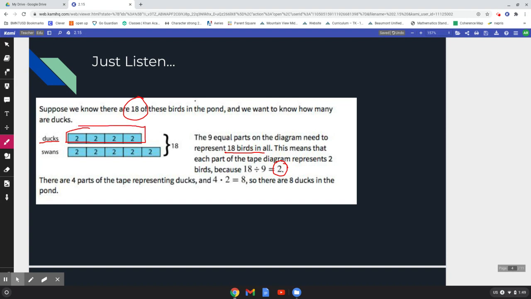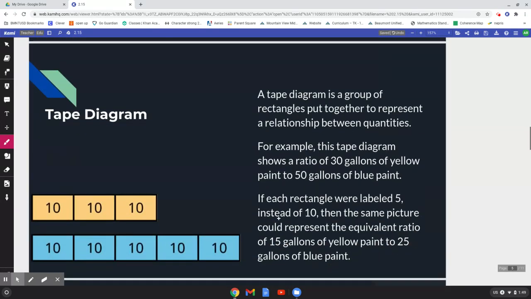And because 4 times 2 is 8, right? So there are 8 ducks in the pond. And that is from adding up these here. That's how they got what they got. So we're going to practice this.